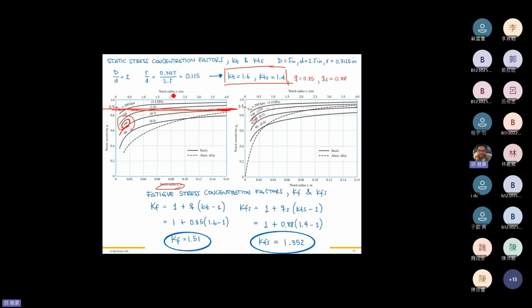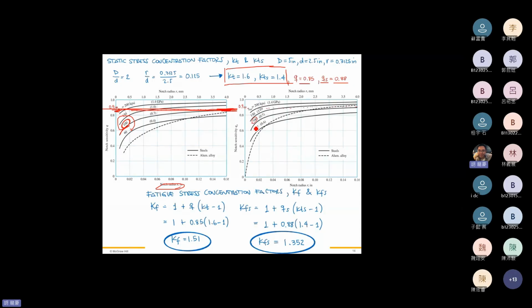Point 3. It should be somewhere here. So we just roughly evaluate this notch sensitivity right here. The Q factor equals 0.85. Similarly, we can figure out the QS, the shear notch sensitivity, equals 0.88.